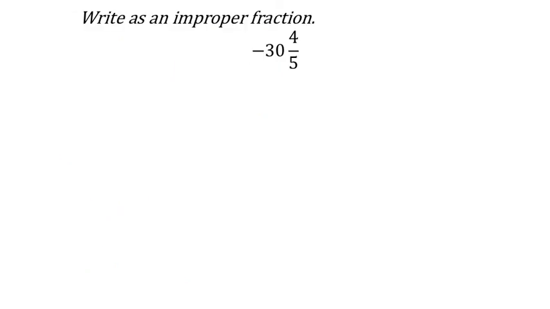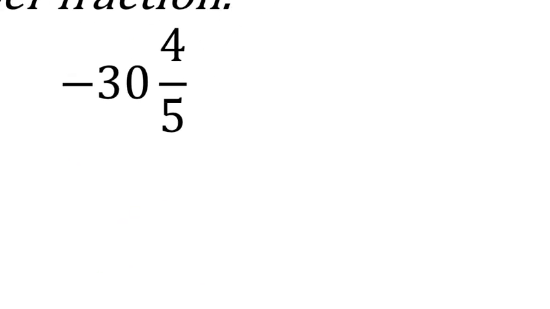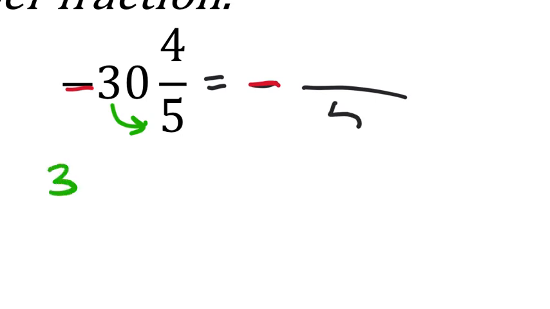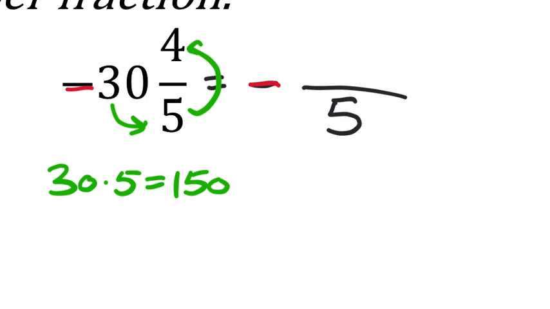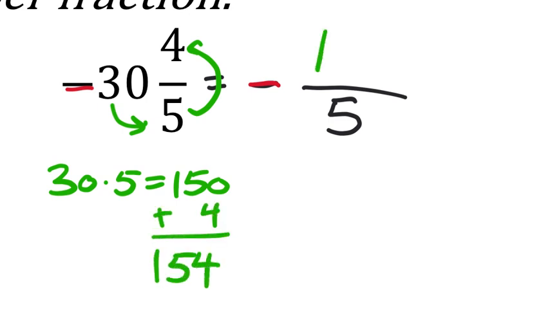Write this one as an improper fraction. Oh yeah, we like this with the cycle method, right? So, of course, we know the fraction is going to be negative because it started as a negative over here, right? But then I got to find the numerator. We know the denominator is going to be 5. That's going to be 30 times 5 first. With the cycle method, that's 150. And then finishing off the cycle to add 4, 154. So that's negative 154 fifths.